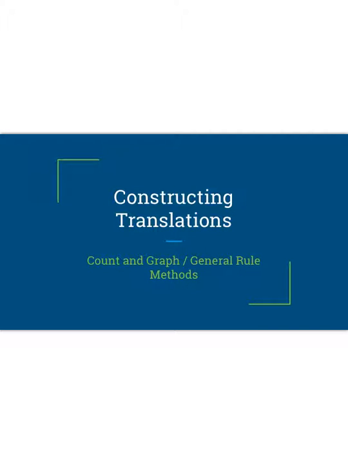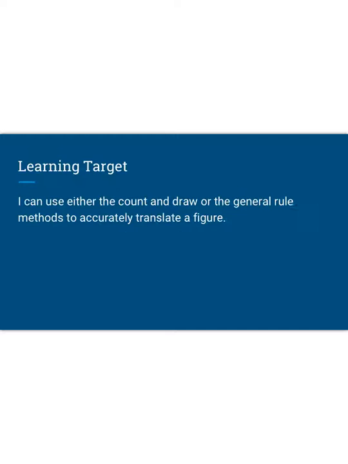Today's lesson deals with constructing translations, the count and graph method, and the general rule method. Your learning target says, I can use either the count and draw or the general rule methods to accurately translate a figure.